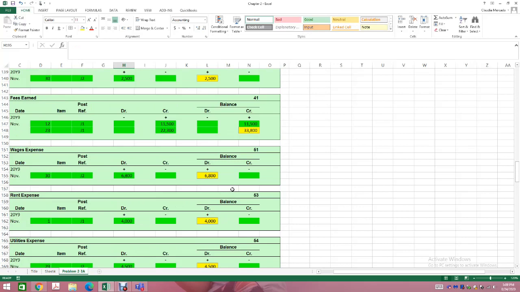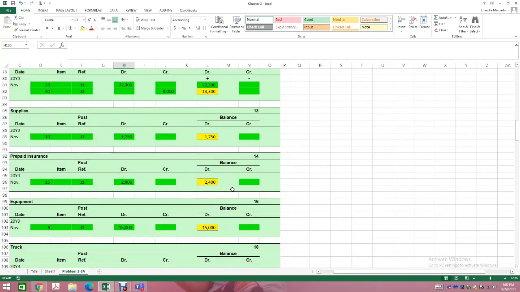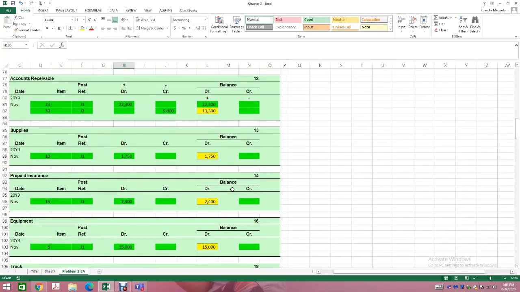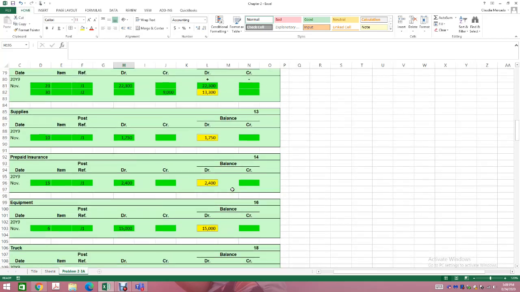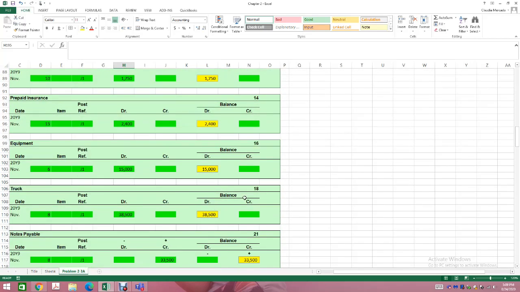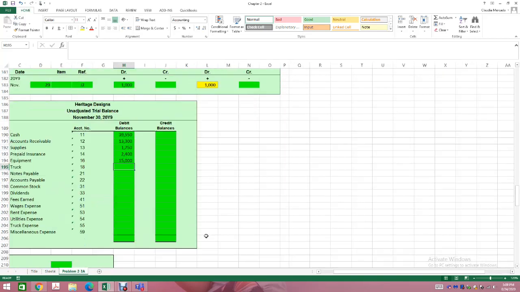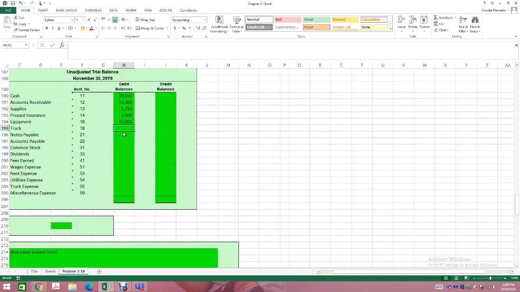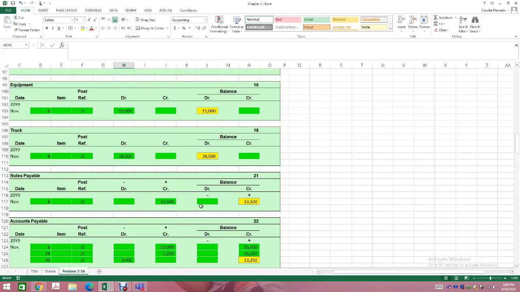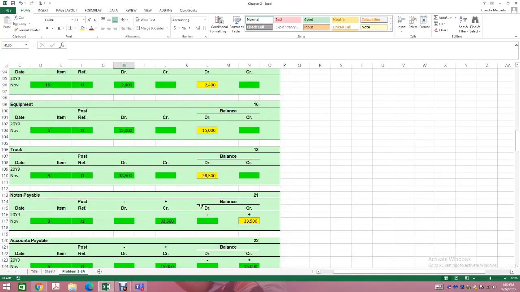Now the next account that we have after 16, which was our equipment, is 18, which is our truck. And our truck is $38,500 debit. So I've got my truck.